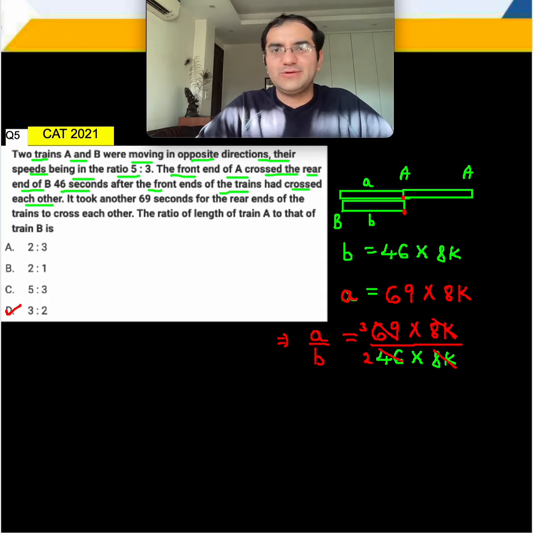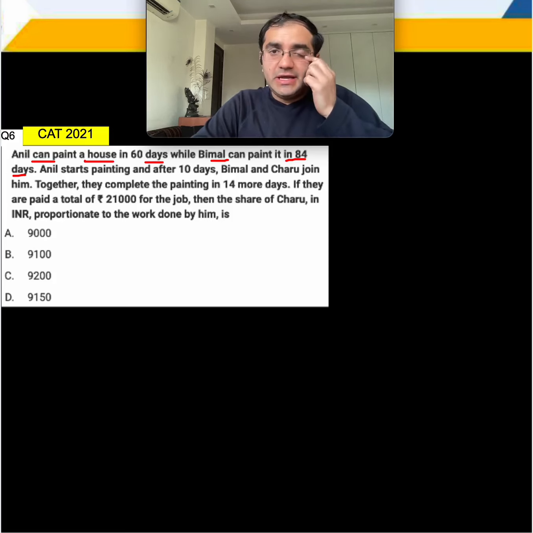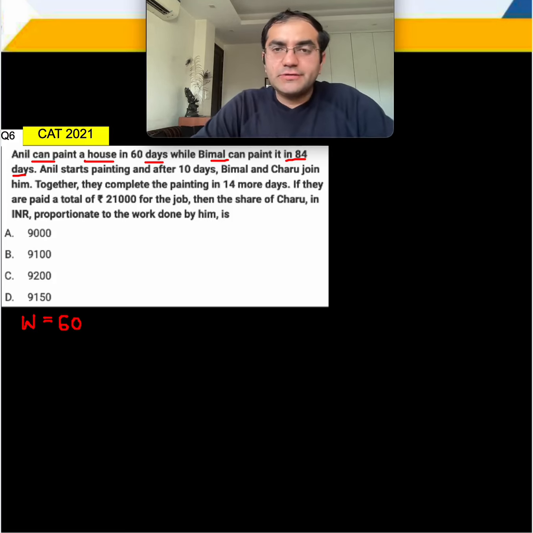What a beautiful question. Little tough and also not tough. This is a standard time and work question and maybe slightly lengthy. Anil A can paint a house in 60 days, B can paint it in 84 days. So I'm going to write down the work as 60A, where A becomes the rate of work for Anil, and 84B, rate of work for Bimal.